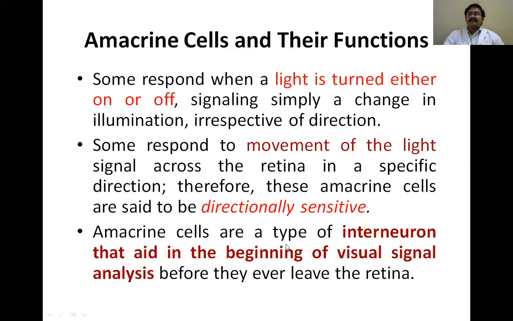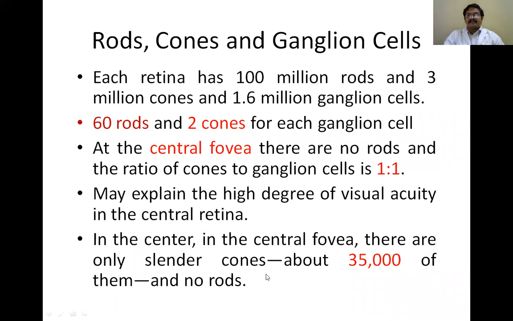The amacrine cells are a type of interneuron that aid in the beginning of the visual signal analysis before it leaves the retina. They play an important role in directional and light sensitivity, and they process the visual information before it leaves the retina.